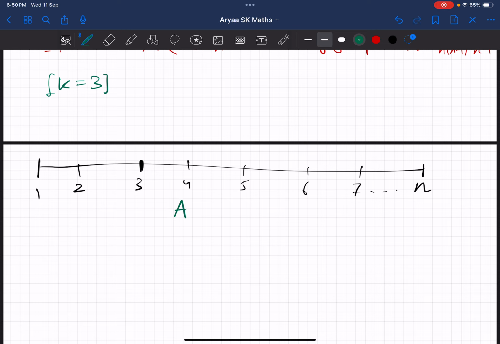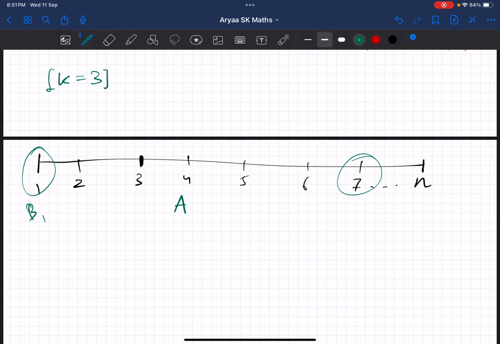If A was at 4, then there would still be 2 valid solutions for B, wouldn't there? There'd be one solution at 1, and one solution at 7. Now, we need to check whether the solution exists.